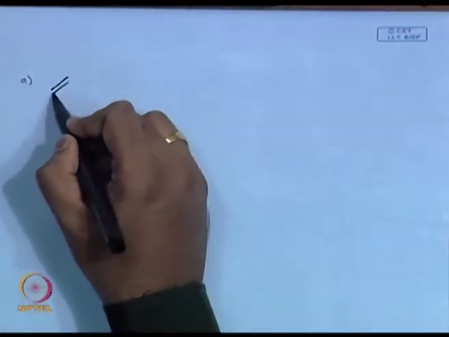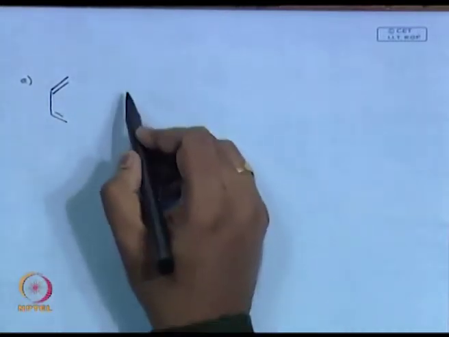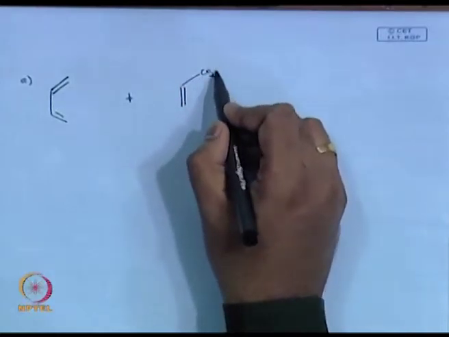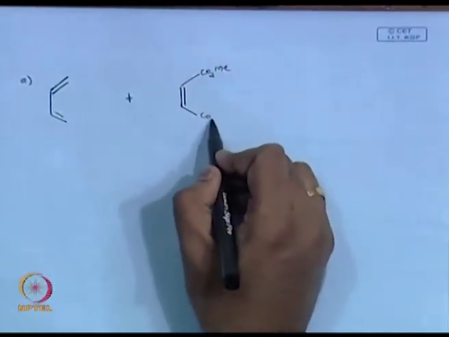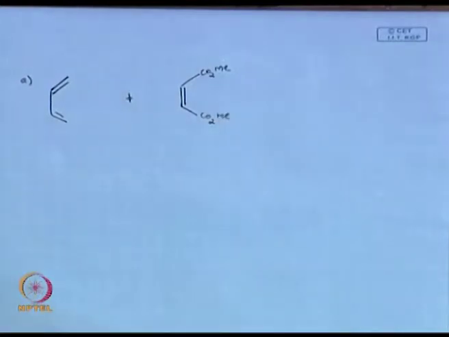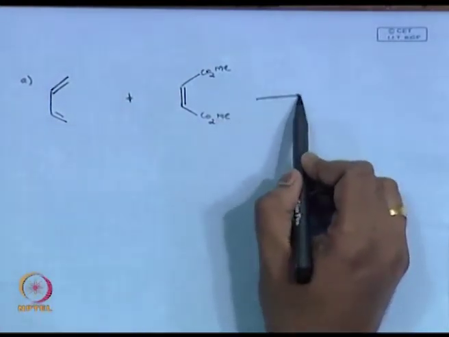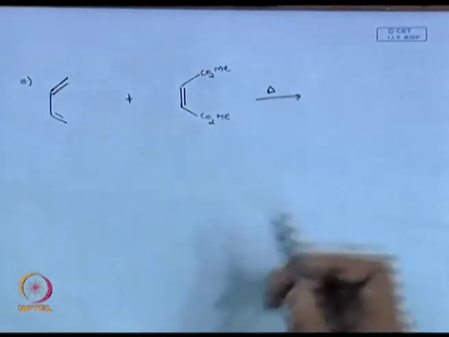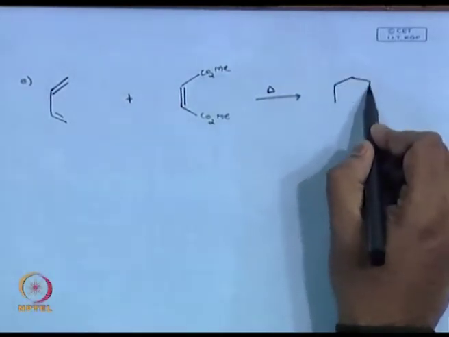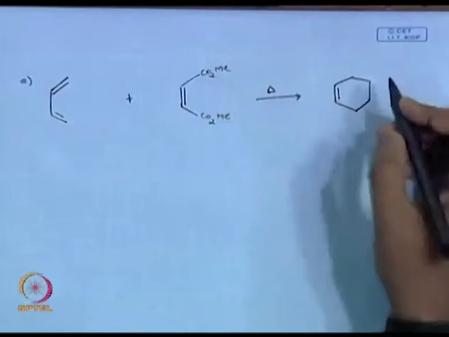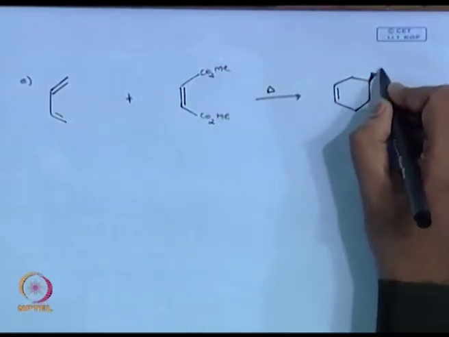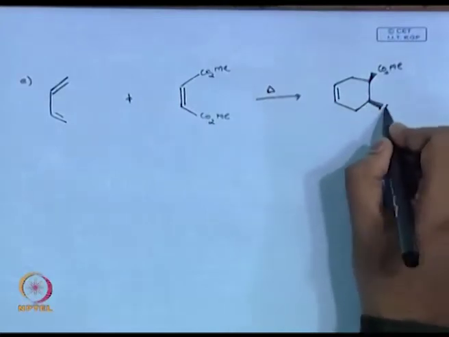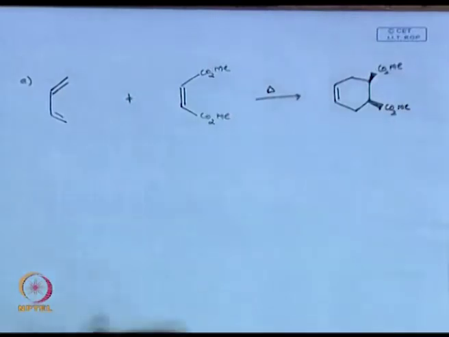If I take a diene plus dienophile, okay. So, this reaction on heating, so you should think about the facial selectivity when you draw the product. So, you might end up getting a nice product like this.